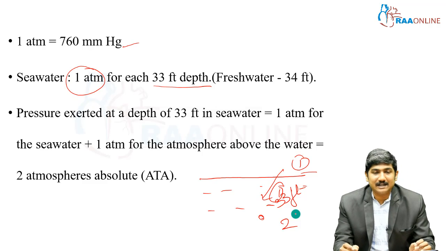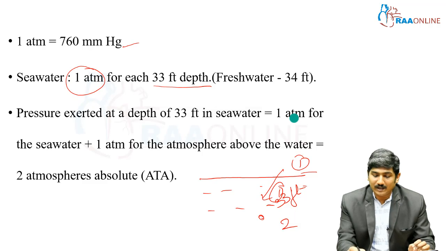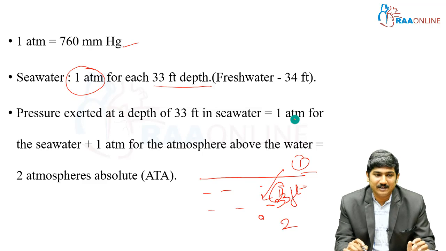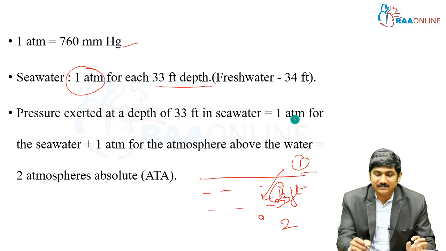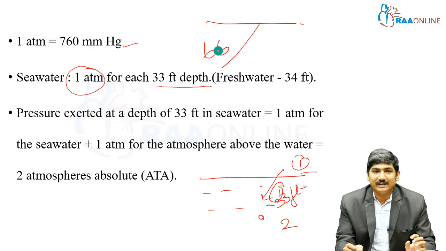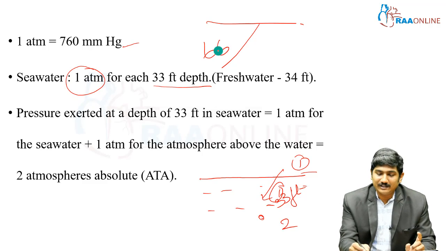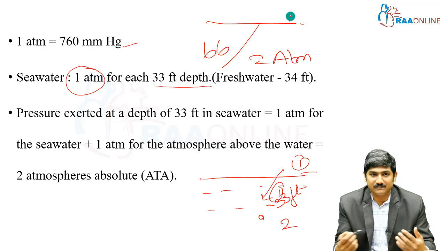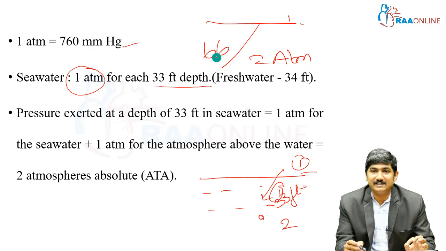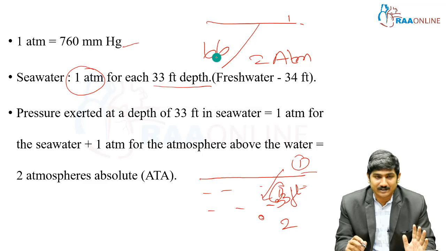The pressure exerted at a depth of 33 feet in seawater is equal to 1 atmosphere for the seawater plus 1 atmosphere for the air above the water, so totally 2 atmospheres. Now what will be the pressure at the end of 66 feet? For every 33 feet, you add 1, so for 66 feet you add 2 atmospheres. On the surface you already have 1 atmosphere, which we all live in now. So 1 plus 2 is 3. At a depth of 66 feet in seawater, he will have 3 atmospheres of pressure acting on him. This is for seawater.